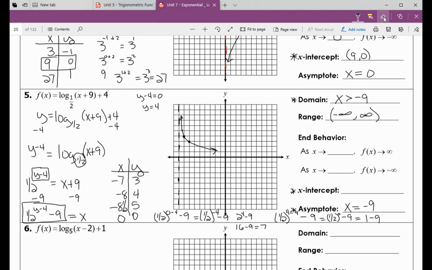Put 0 here, I put it in the wrong spot. We're plugging that in for y. So I'm going to plot this graph 1, 2, 3, 4, 5, 6, 7. That graph is going to continue on through that point. So I now have my x-intercept at 7, 0.